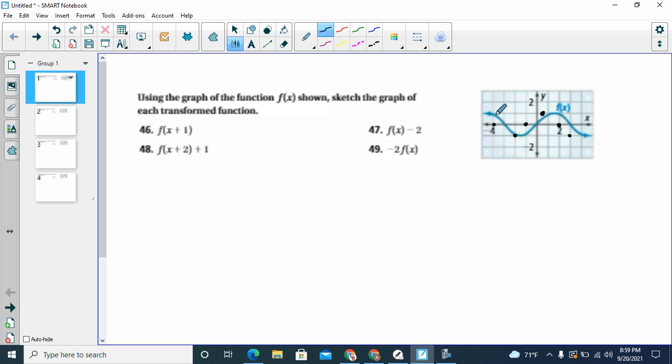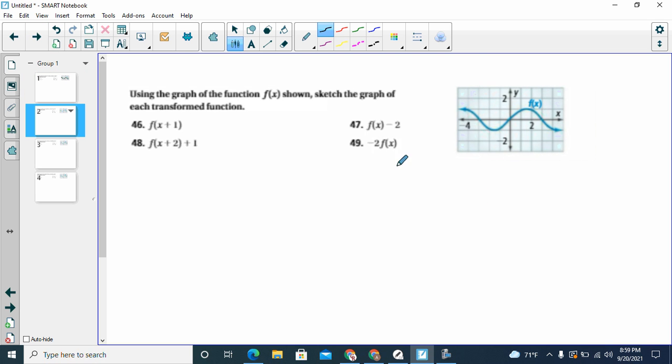This point moves left 1. This point up here moves left 1. So my graph's going to look, it's a pretty terrible curve, but you get the picture. Looks something like that. Number 47 is pretty similar.